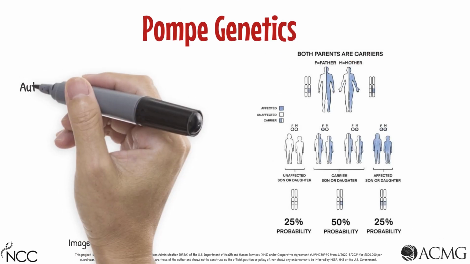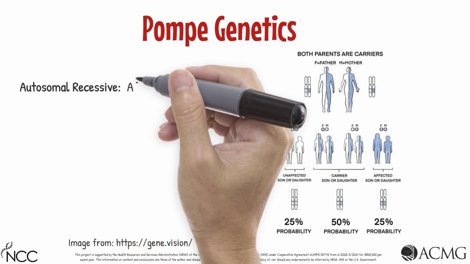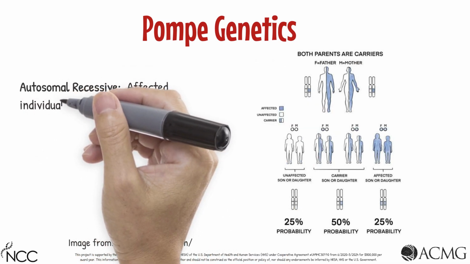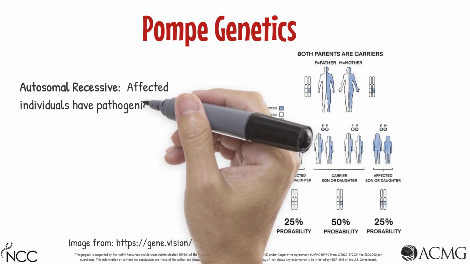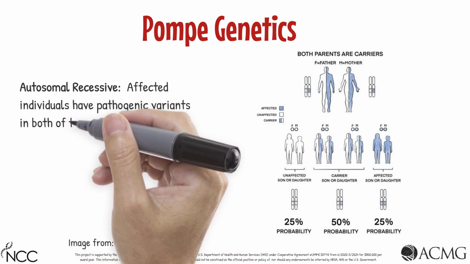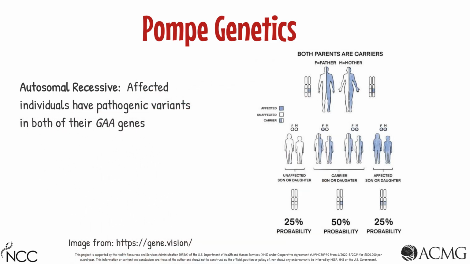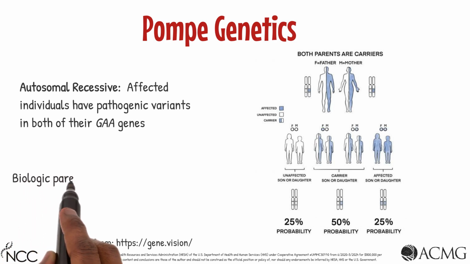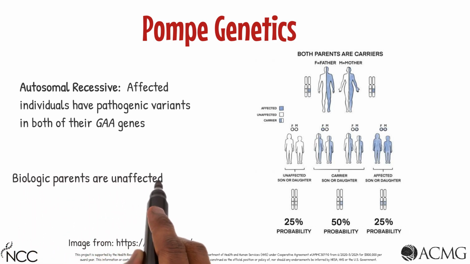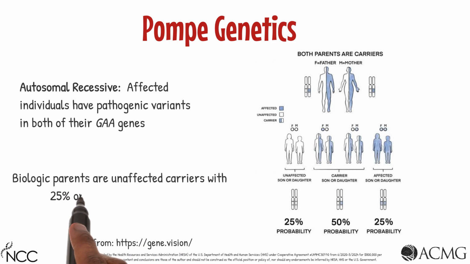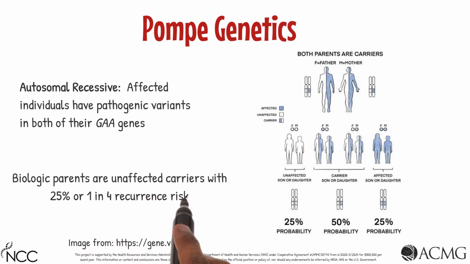Pompe disease is inherited in an autosomal recessive manner, meaning that only infants with a pathogenic variant in both of their GAA genes will be affected. Parents with a child with Pompe disease are carriers and are unaffected, but have a 25% recurrence risk for any future children they have together.